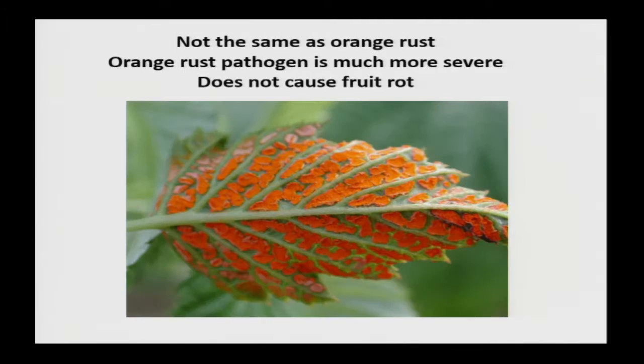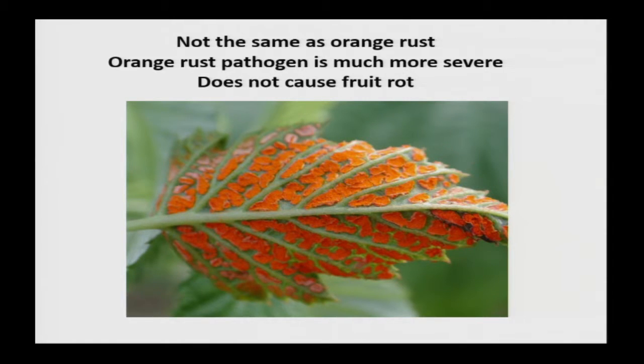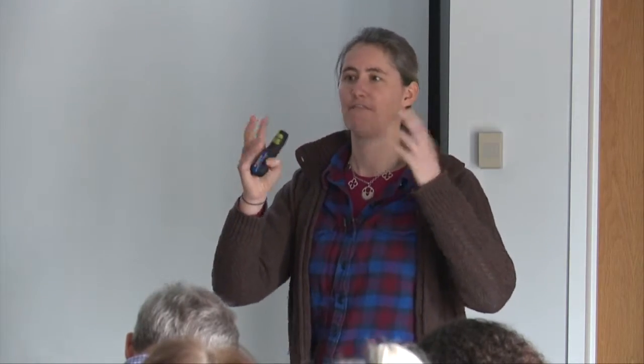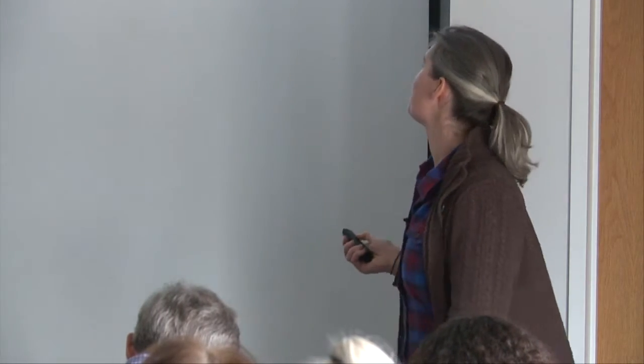So this is not the same as the dreaded orange rust. So orange rust is a much worse disease, and it affects the growth of the whole plant. That's not what we're talking about here. So the late leaf rust is much less problematic than the orange rust, but it affects the fruit, where orange rust affects just the whole plant. It doesn't directly cause what you might call a fruit disease or fruit rot.